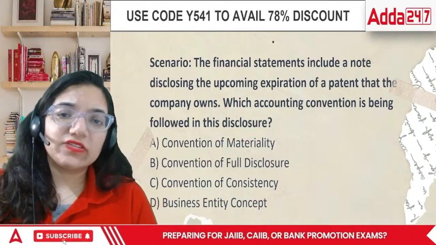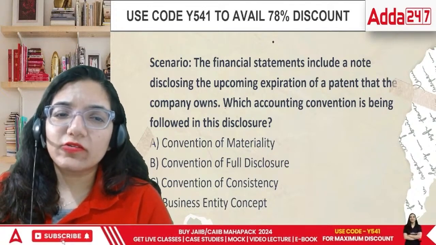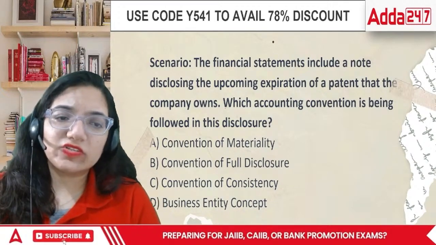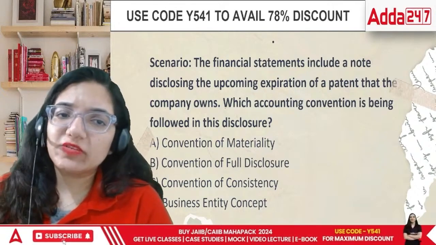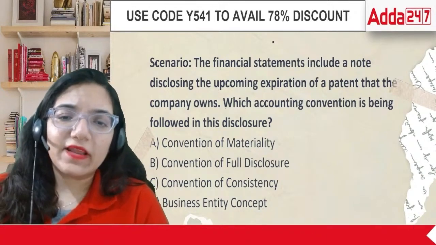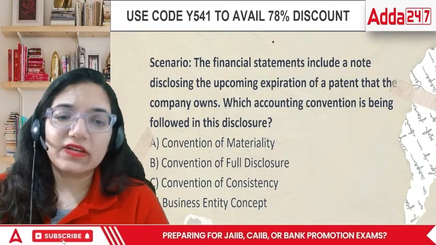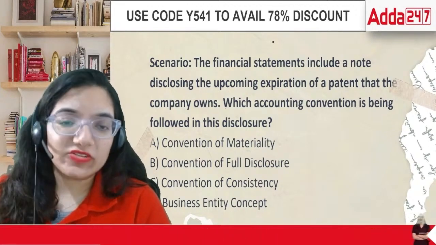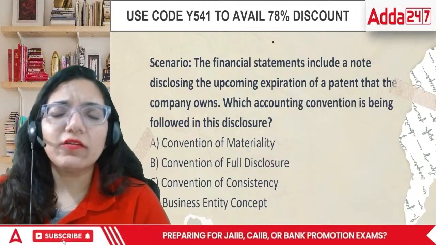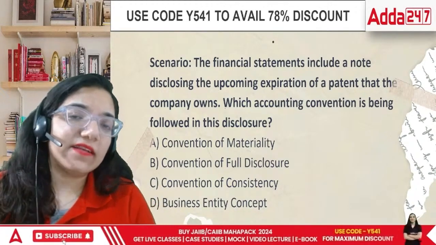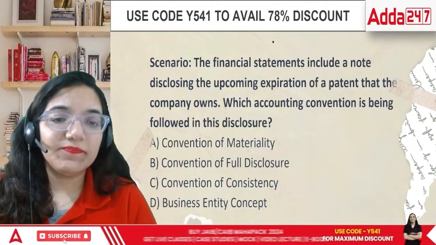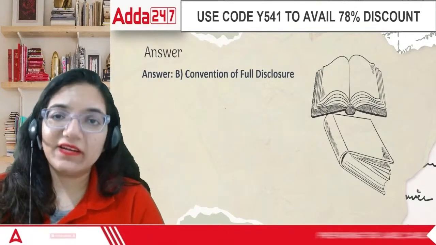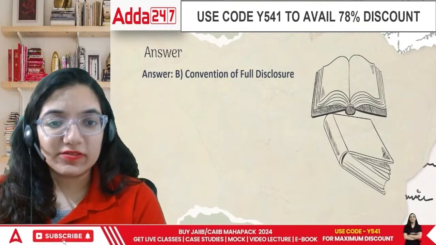Next scenario: the financial statements include a note disclosing the upcoming expiration of the patent that the company owns. Which accounting convention is being followed in this disclosure? The options: the concept of materiality, only giving the most important relevant information; convention of full disclosure, whatever happens, you tell; consistency, don't change your plan; and the last is the business entity concept, the man and his business are not the same. In this case, the correct answer is the convention of full disclosure. Whatever is happening in the business, the patent is ending now, disclose that part.